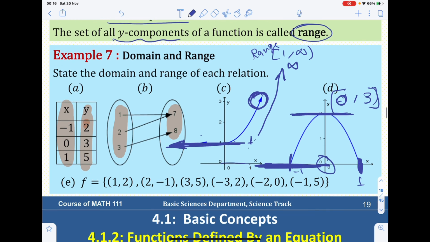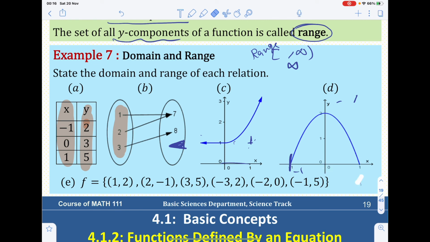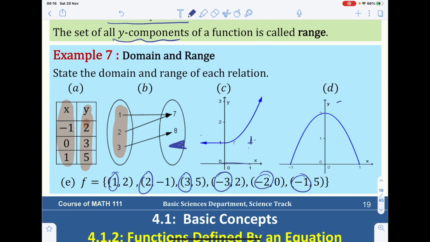Okay, so for the last one, f, what is the domain? It is easy when it's written like this. So the domain is all those points, and we don't have to repeat the numbers if they are repeated. And the range is all those points.